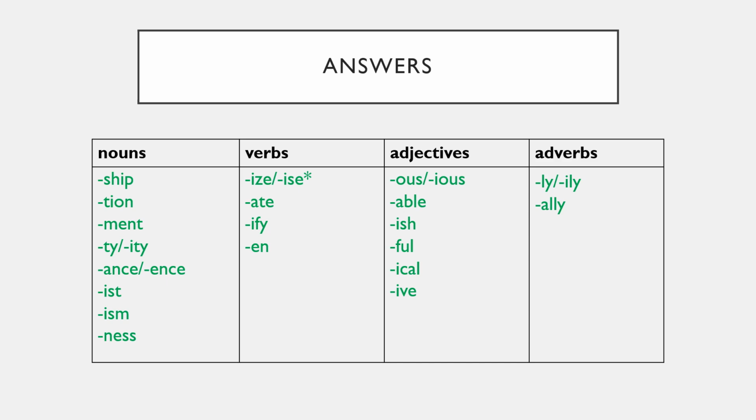Now let's look at the suffixes that usually denote an adjective. So, ous or ious, for example, delicious. Able, for example, adorable. Ish, for example, childish. Ful, for example, hateful. Ical, for example, musical, and ive, for example, corrective. Finally, the suffixes that usually denote an adverb. Ly or ily, for example, heavily, and ally, for example, musically.